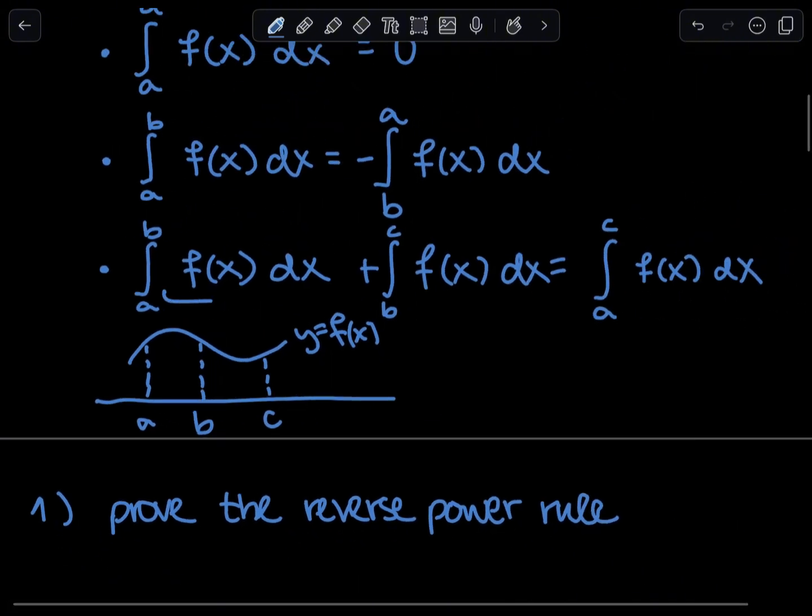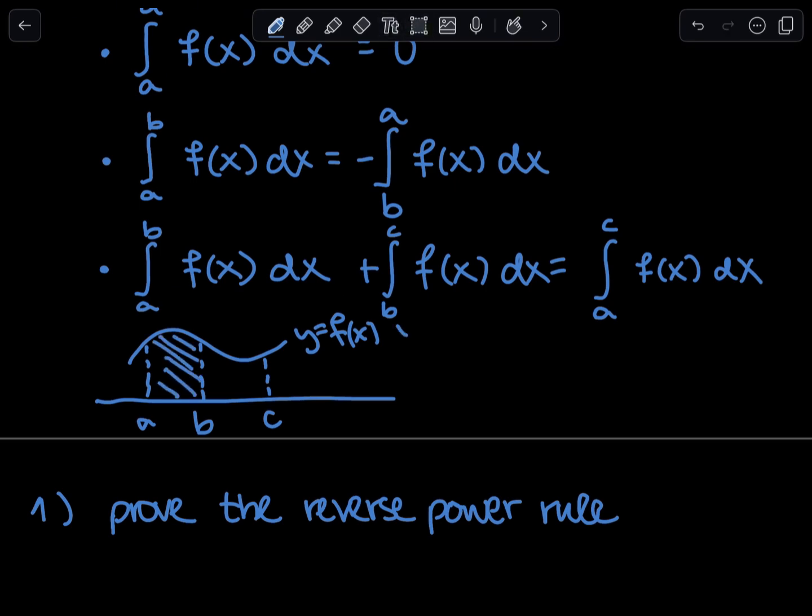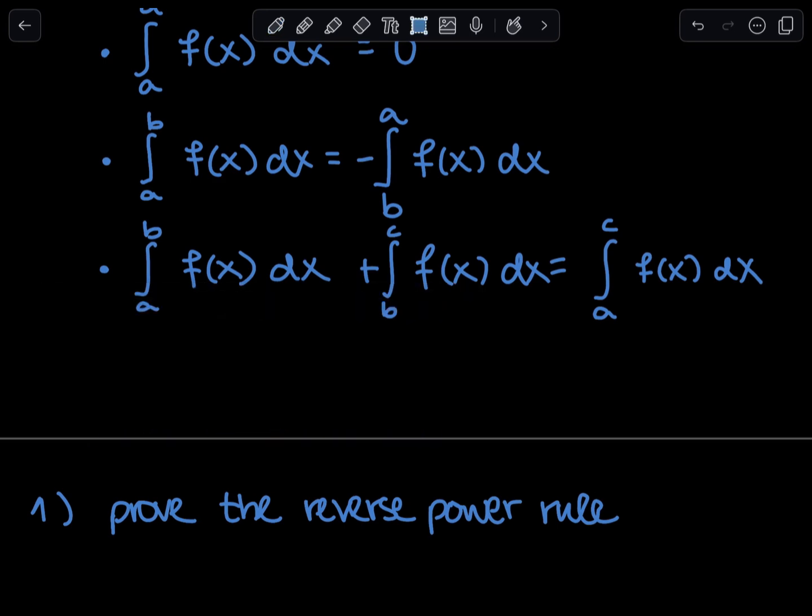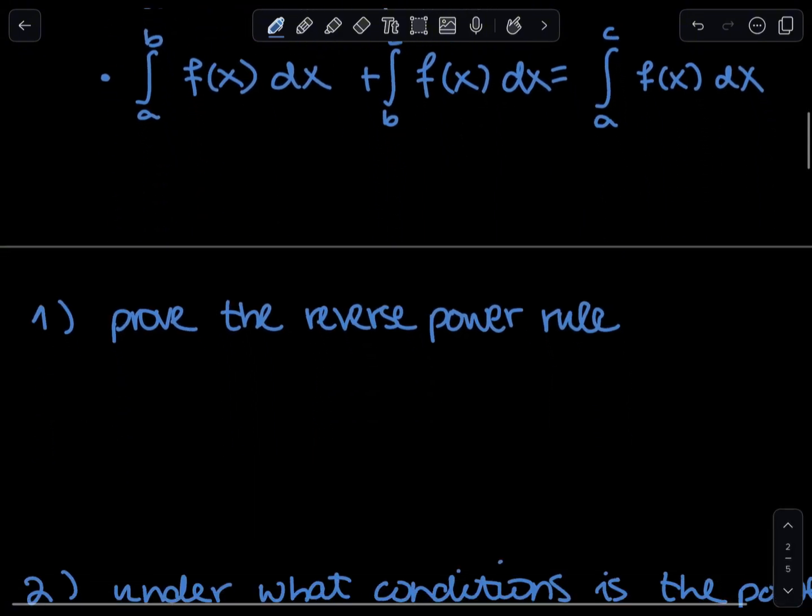This first integral is the area under the function from a to b. So that's this area. And then this integral is the area under the function from b to c. So that's this area here. And we're saying that this is equal to this integral, which is the area under the function from a to c. There we go, from a to c. And that is indeed true. As you can see, we have all of this area shaded. So that's how we can visually show that rule.